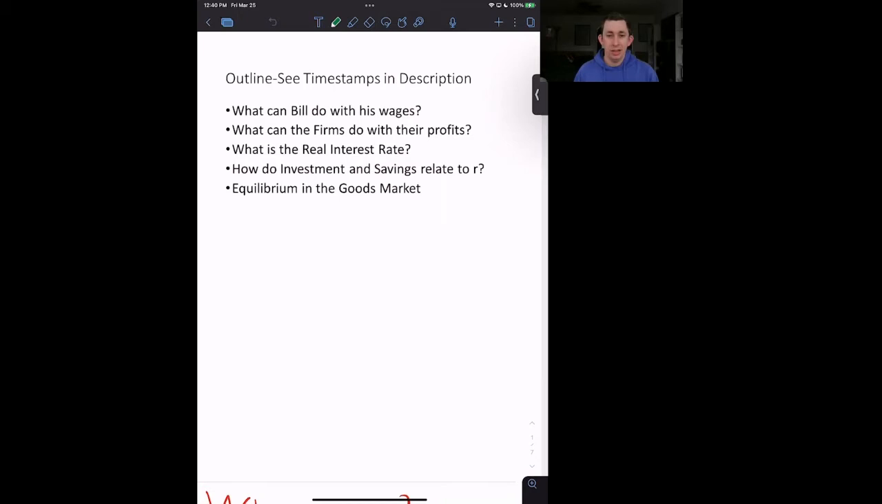Today we are talking about the goods market equilibrium on Bill's Coconut Island. Specifically, we are going to talk about the following questions. We're going to talk about what Bill can do with his wages. We're going to talk about what the firms can do with their profits. Then we're going to get into what the real interest rate is on Bill's Coconut Island. We're going to talk about how investment and savings relate to the real interest rate. And then we are going to talk about equilibrium in the goods market.